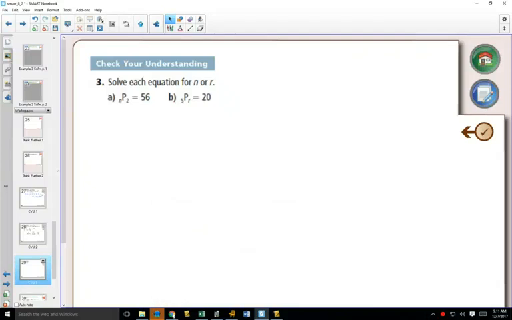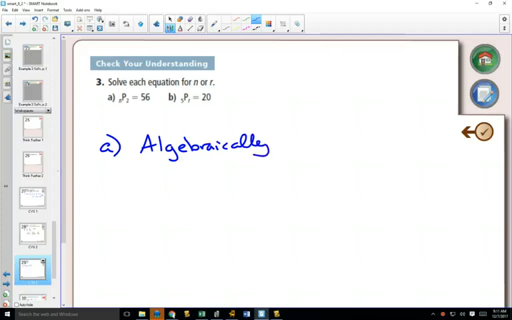If you got this question on an exam, solve each equation for n and r. In part A, they would add the word algebraically. They don't want you to guess and check. They want to see that you know how to use a formula and work with it. Okay? Because if you could guess and check, well, we'll do the guess and check after.